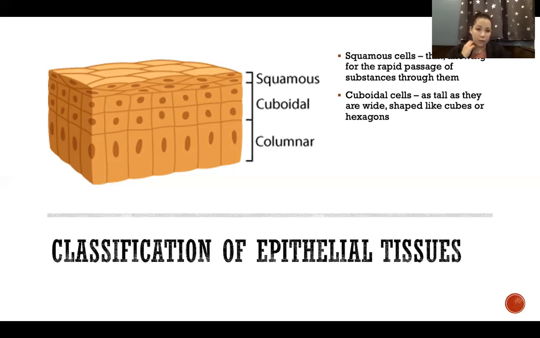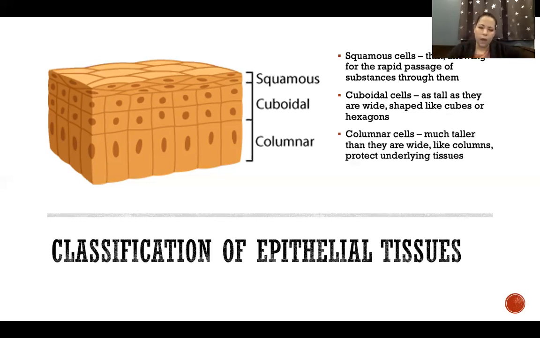Cuboidal cells are exactly what they sound like. They're shaped like cubes, so they're as tall as they are wide. They're roughly cube shaped, although in the body, nothing has perfect 90-degree angles. So they're kind of cube shaped or kind of hexagonal, but they're roughly the same width and height. And then columnar cells are exactly what they sound like. They're like columns, much taller than they are wide. They serve to protect underlying tissues.